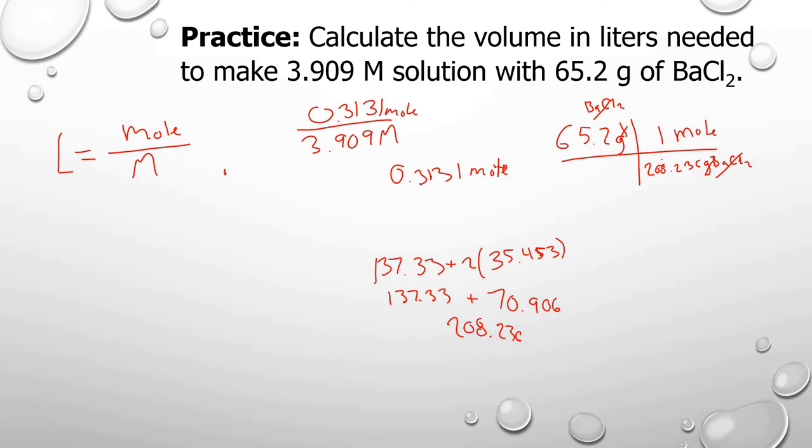How do you get back to this? Oh, I found it. 0.3131 divided by 3.909. Enter. That would be 0.0801. Okay, and what are your units? Liters.